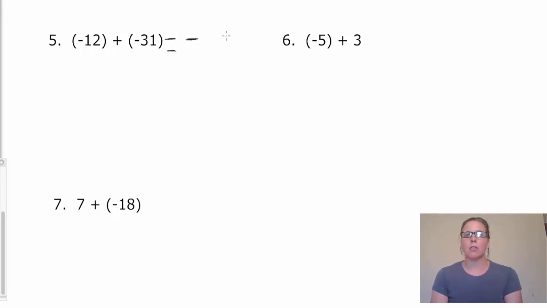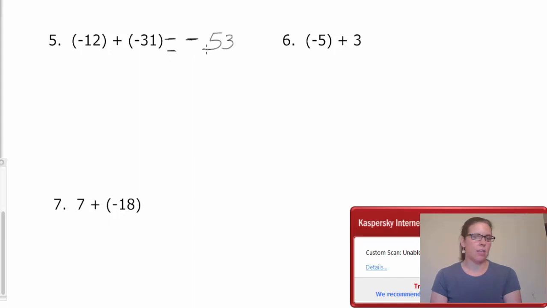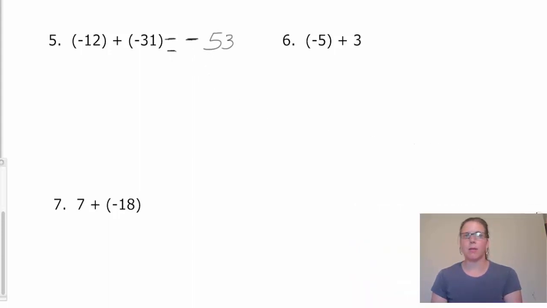Okay, so what is that? Negative 53. Oh my goodness, I just keep getting these things on my computer. Okay, so that's part of that, kind of should help you with the rule.